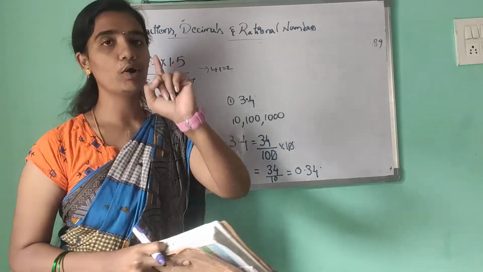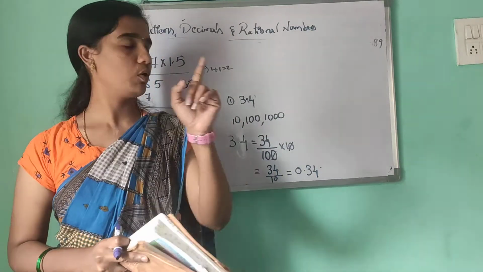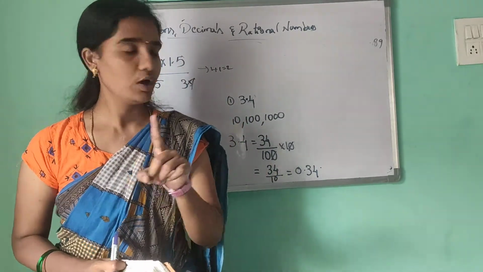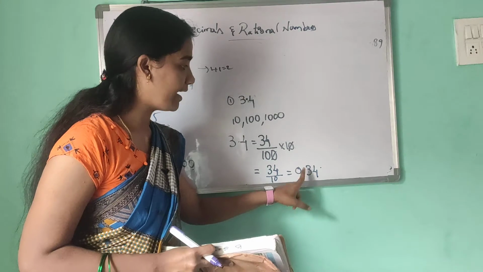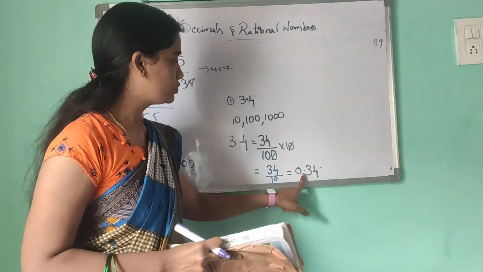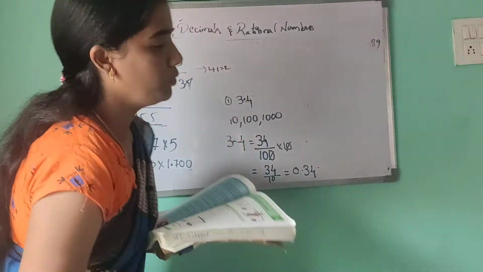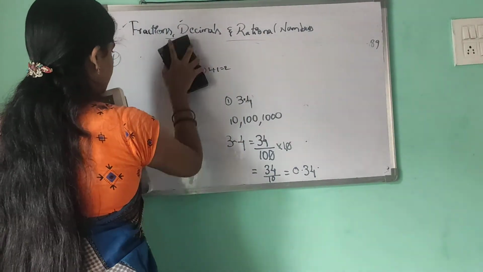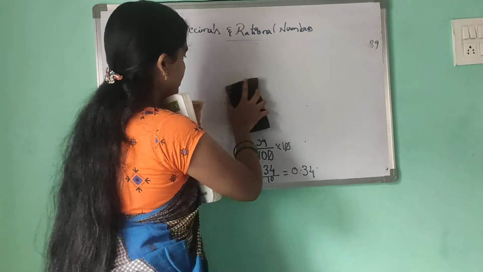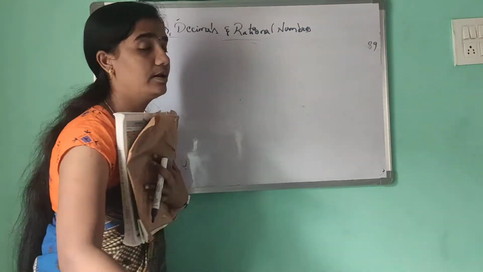I am taking only 10. So 10 has only one zero. So here I have to place the point on the right side of the number, only one digit. We have all covered multiplication, addition, subtraction. Now finally, division.